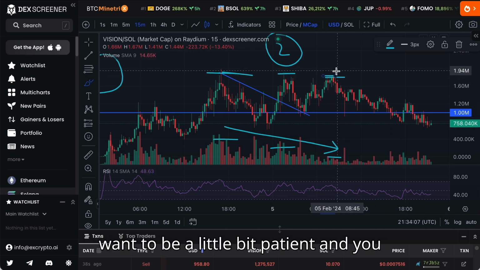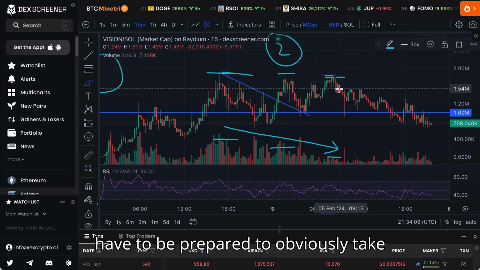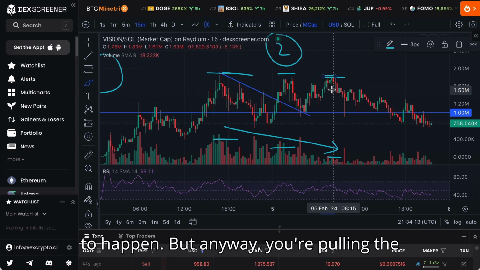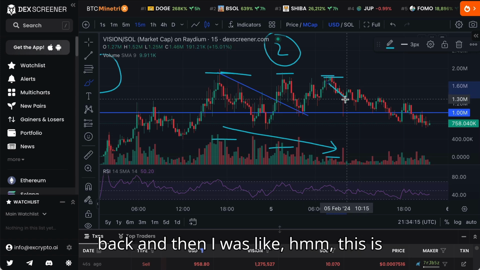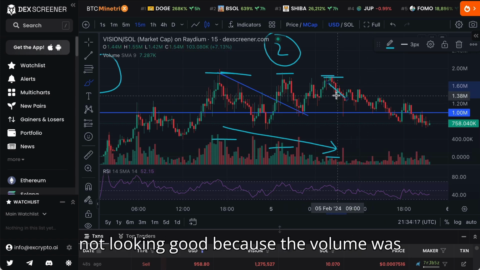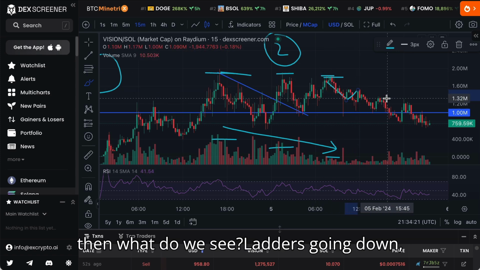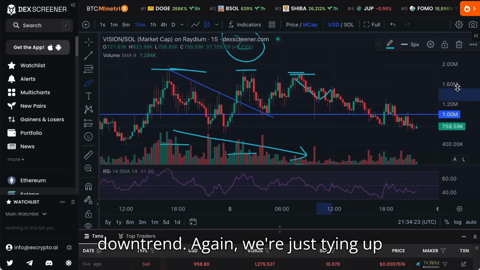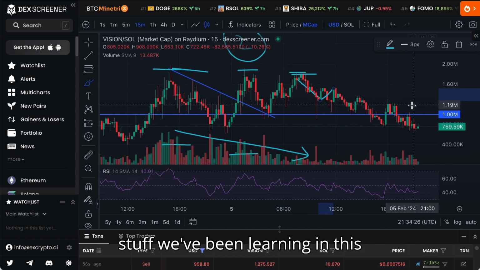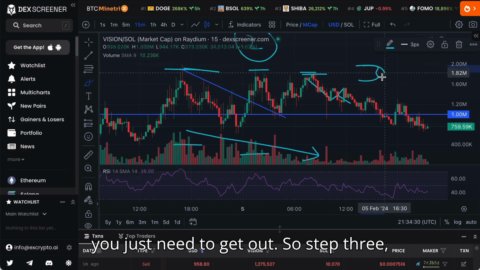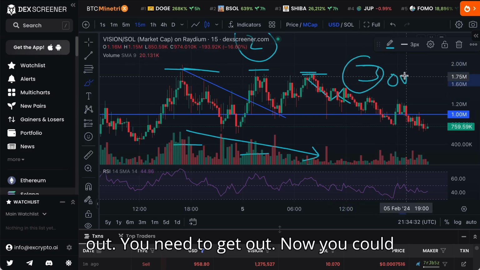So you want to be a little bit patient and you have to be prepared to take small losses in this game because it's risk reward. You never know what's going to happen. But anyway, it was pulling back and then I was like, this is not looking good because the volume was dropping. The price kept struggling. And then what do we see? Ladders going down, downtrend. Again, we're just tying up stuff we've been learning in this training. As soon as you see the downtrend, you just need to get out. So step 3, out. You need to get out.